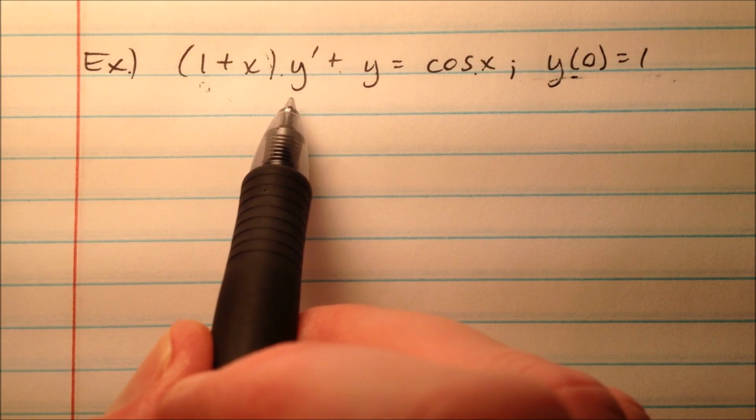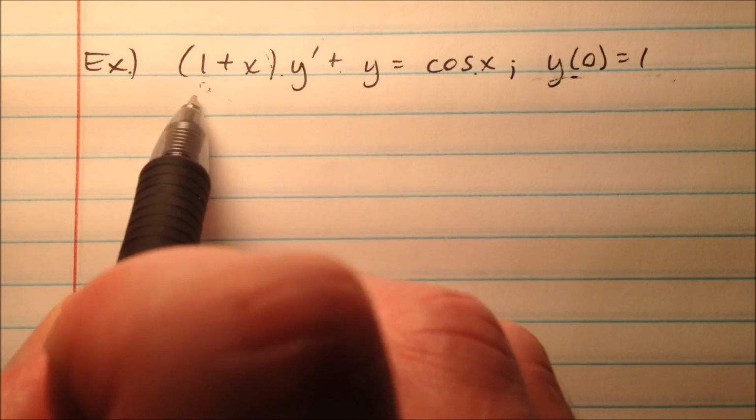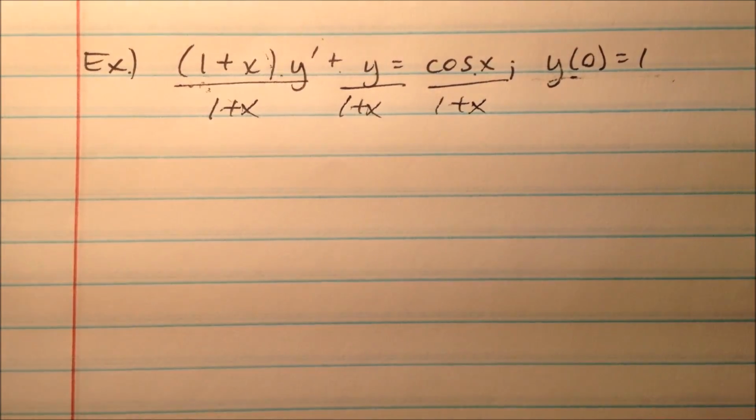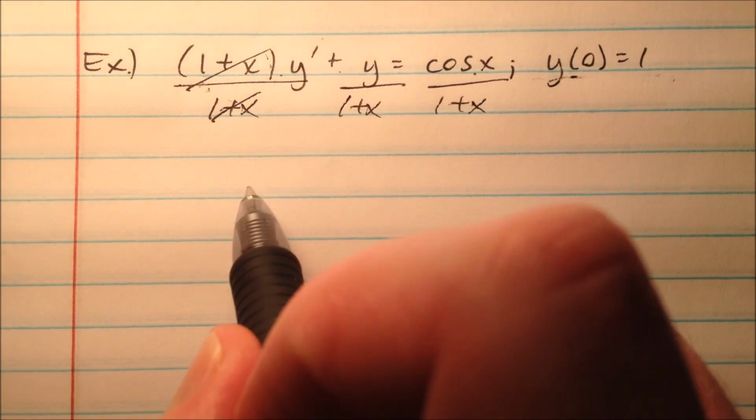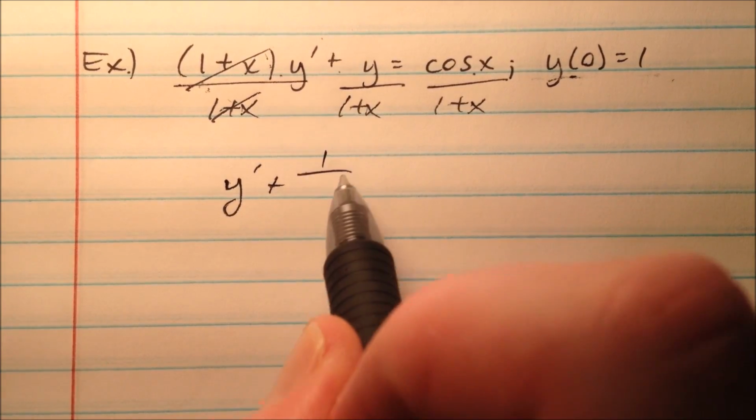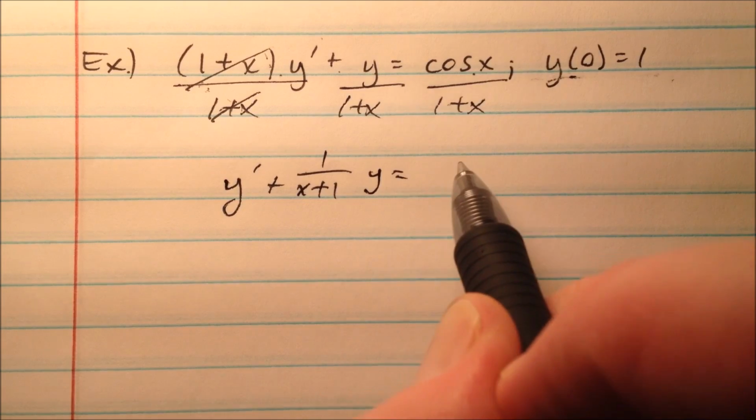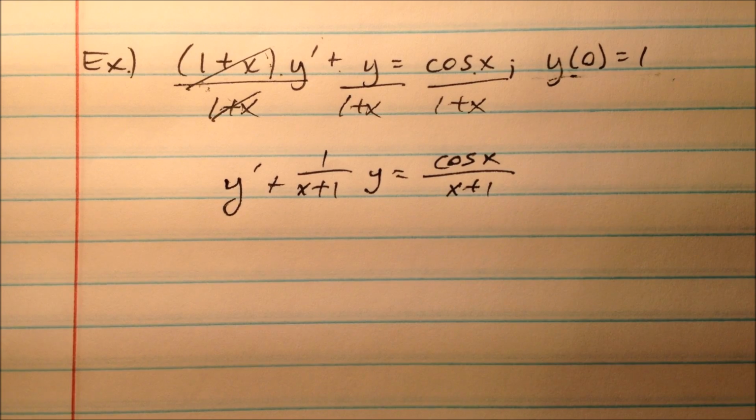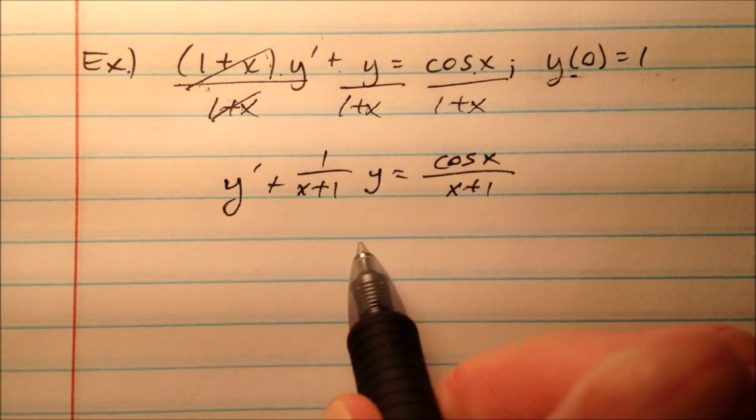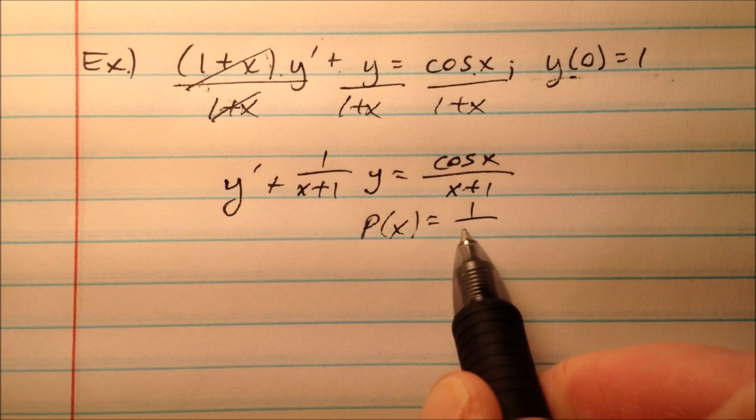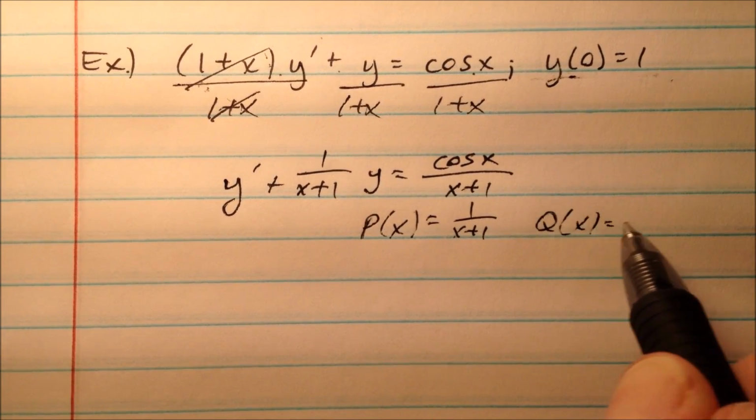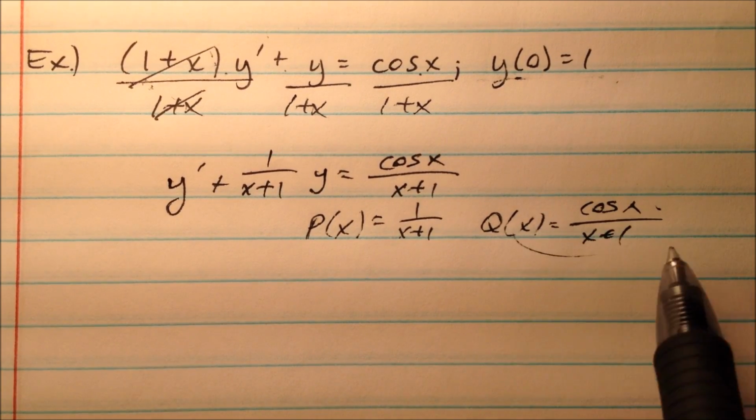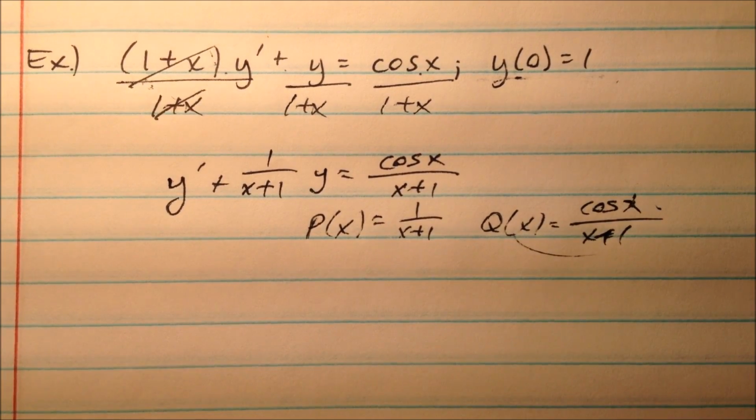So we can't say that it's linear right now because our y prime is not by itself, but we could divide everything by our 1 plus x, and that'll put it in the form that we're looking for. So I'm going to say x plus 1 instead of 1 plus x, just because that looks a little nicer for me. Okay, so we need our integrating factor, so our p of x is going to be 1 over x plus 1, and our q of x equals cosine x over x plus 1, which is kind of nasty right now. I'm not worried about this, though. I bet it's going to get nicer here in a bit.